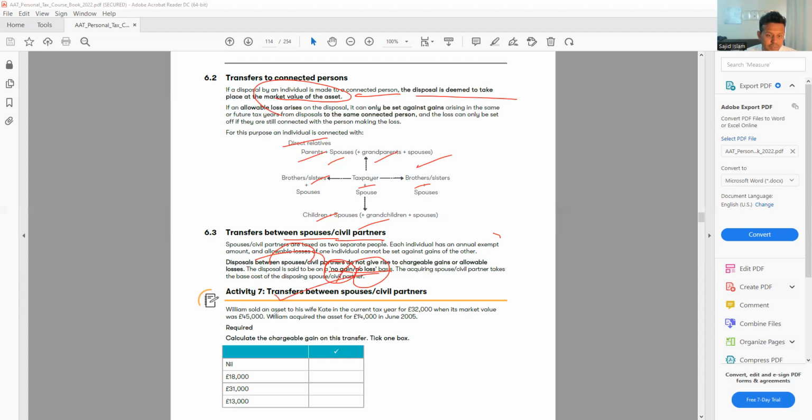Transfer between the spouses. You can see one example. William sold an asset to his wife Kate in the current tax year for 32,000. When the market value is 45,000, William acquired this asset for 14,000 in 2005. Chargeable gain. As I said, between husband and wife, there is no tax, there is no gain, no loss. It will be treated like exempt.